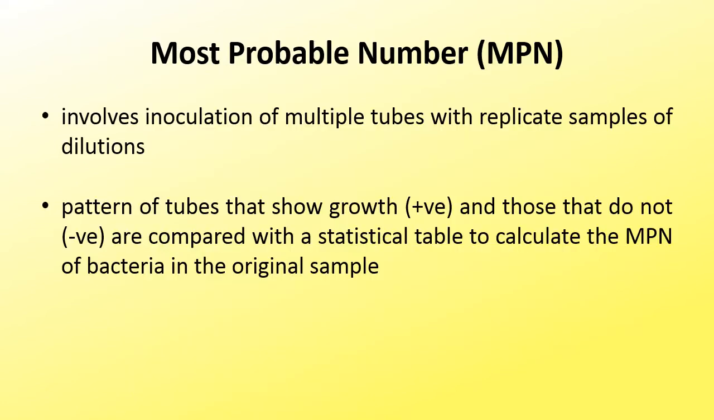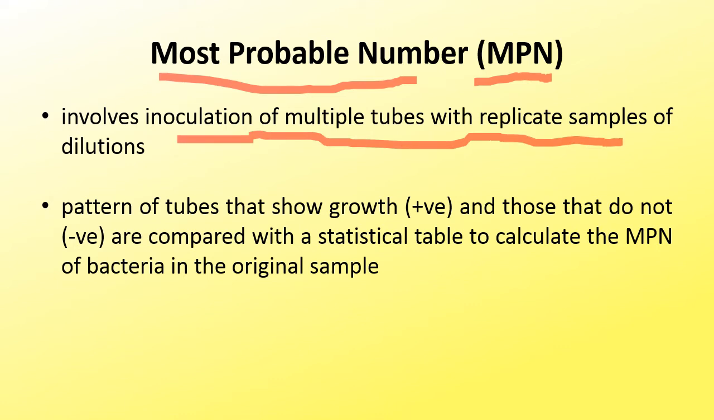Okay, the following method is most probable number, or simply MPN. MPN involves inoculation of multiple tubes with replicates of samples at each dilution. Tubes that show growth, we mark positive, and those that do not grow, we mark negative, and compare the pattern with a statistical table to calculate the MPN of bacteria in the original sample. Also remember, the statistical table is sometimes known as a conversion table.